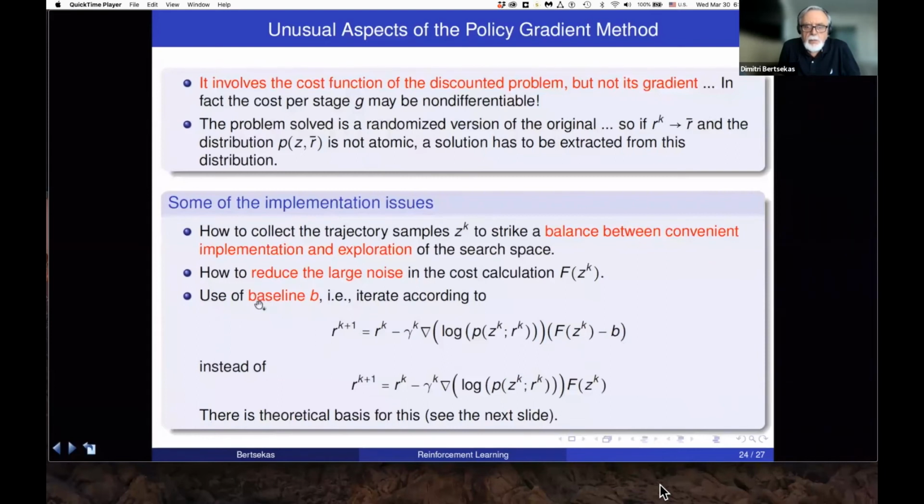So people have played with the use of baselines, which are constants that you subtract out of this f of zk. There's a certain calculation that shows that the choice of b does not matter. These iterations are in some sense equivalent. However, there's a more general idea which subsumes this idea here of baselines, and I want to describe it to you in the next slide.